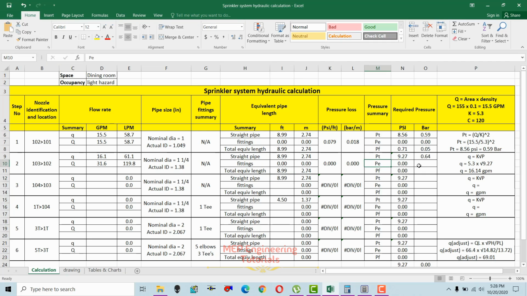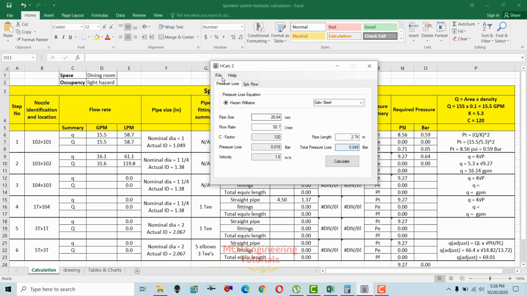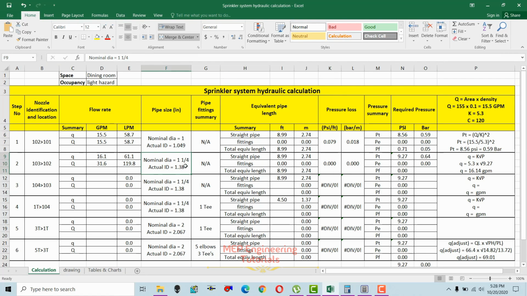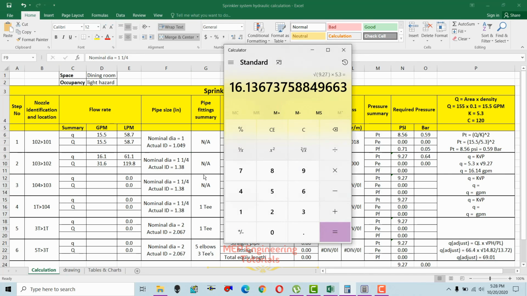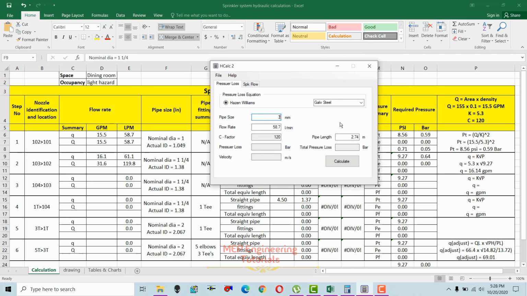So again there is no change in elevation, so we're gonna make it 0. And again we have to apply the Hazen-Williams equation by using this hydraulic calculator. So this time we have 1/4 diameter. If you want to convert this into inches, that is internal diameter of 1.38 inches into mm, it will be 35.05 mm.